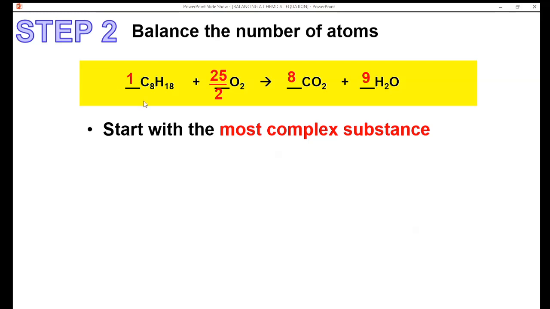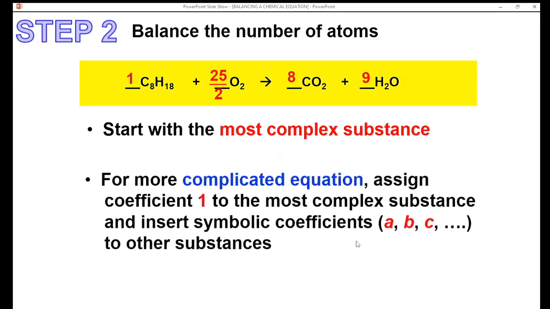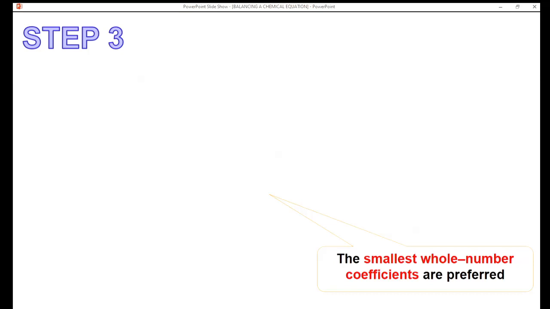So that's why what we need to do is 25 divided by 2, because we want to cancel these 2 and 2 here. So we are going to get 25 mole of oxygen. Okay guys, so remember, for a more complicated equation, always assign coefficient 1 to the most complex substance, and later we are going to use a symbolic coefficient such as A, B or C, etc. to other substances. Okay, let's move on to the third step.